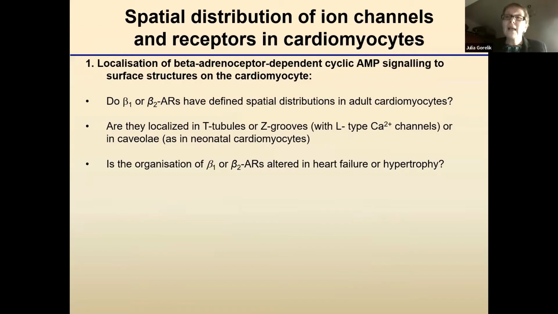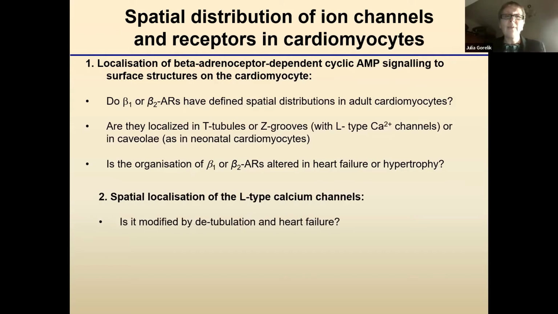But we are studying now a lot of things about the distribution of beta-adrenergic receptor. We study the difference in organization of beta-adrenergic receptor in different types of cells, and for example, the differences in the localization of beta receptors between the apex and the base of the heart, and the localization of beta-adrenergic receptor is a really important direction of my lab.